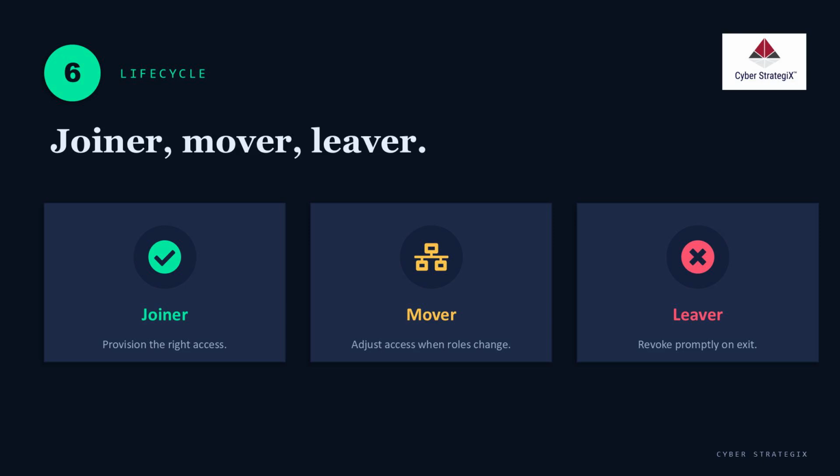Identities have a life cycle: joiner, mover, leaver. When someone joins, provision exactly the access their role needs. When they move roles, adjust their access. And critically, remove the old access, or you get privilege creep. When they leave, revoke everything promptly. Regular access reviews catch the accounts that slip through. Stale and orphaned accounts are a top cause of breaches.